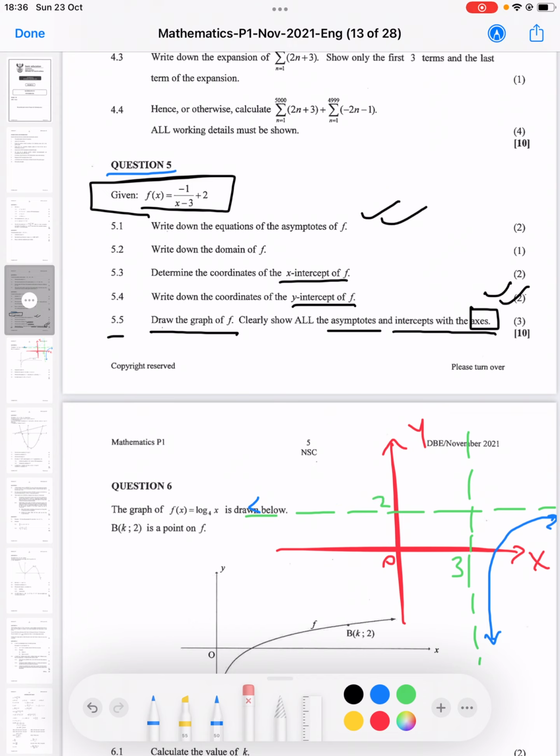Let me just try to draw it nicely there. I just want you to be aware that your function must never touch or cross the asymptote. So you might end up having something similar to that, where you are given your 1, 2, 3 marks. So that's how you score 10 marks for this question.